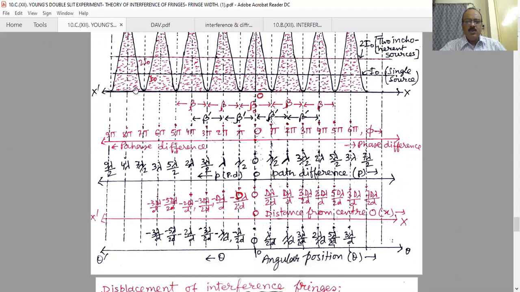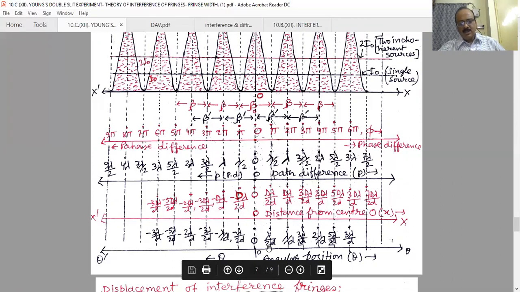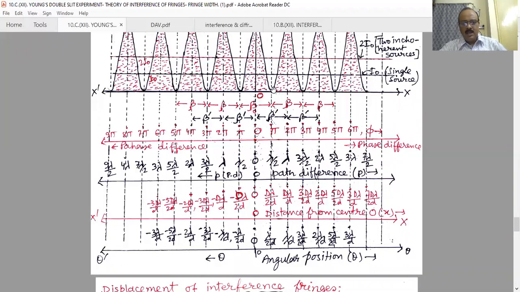Similarly, on the left hand side, we get similar positions. These are the positions of the maxima and minima. And if we plot with the help of the angular positions, that is zero angle, here the angle is the angle subtended at the slit positions. Here it is lambda by 2d, here it is lambda divided by d, it is 3 by 2 lambda by d, it is 2 into lambda by d.